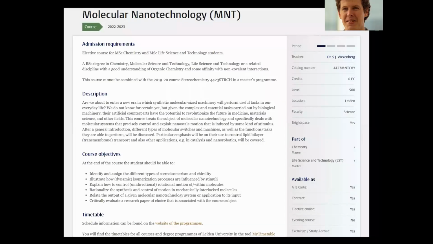Lastly, what I would like to mention is that 2 years ago, I developed a course on molecular nanotechnology at the University of Leiden for master students. If you would be interested in developing a similar course at your university, then please write me, and I would be happy to share some lecture material or to discuss the course and improve the course further.